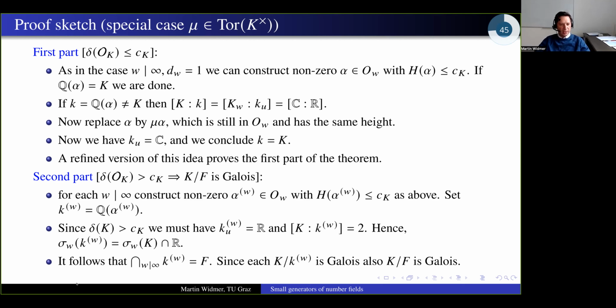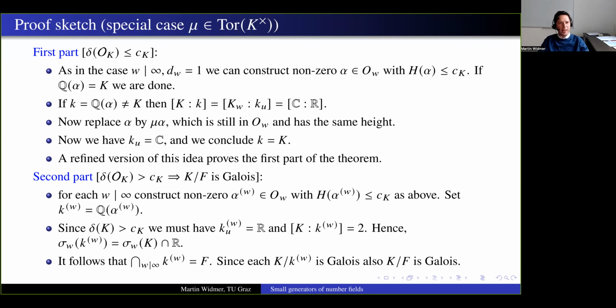Okay, that has an immediate consequence, namely that if you intersect over all these fields lowercase k, then you do not only get a totally real field, but you get the maximal totally real subfield of k. And since each of these extensions, capital K's over lowercase k, are quadratic extensions, they are all Galois, and hence by a general result from Galois theory, the extension k over the intersection of all these lowercase k's is also a Galois extension. Okay, so that's essentially the proof of that theorem.